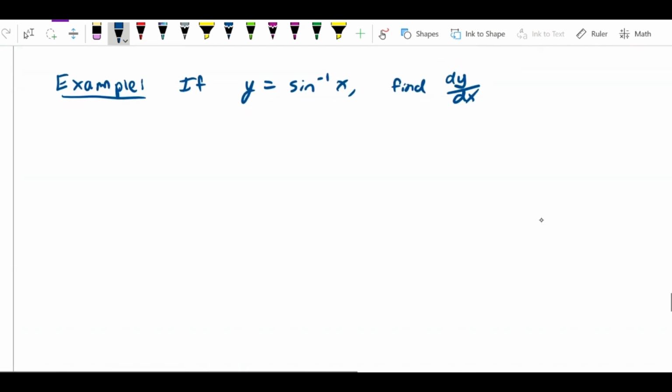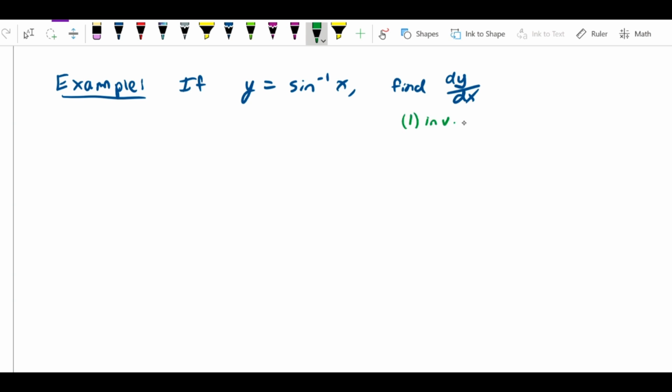But here's where we really want to go with this, which is how do you find the derivative of an inverse trig function? So the way to do this is to know a little bit about inverse functions and a little bit about implicit differentiation. And once you do that, it's actually not that hard. Or actually, I'm going to say you have to know three things.